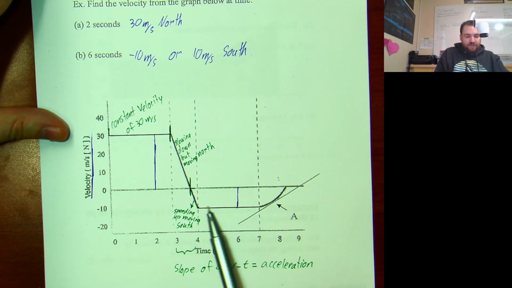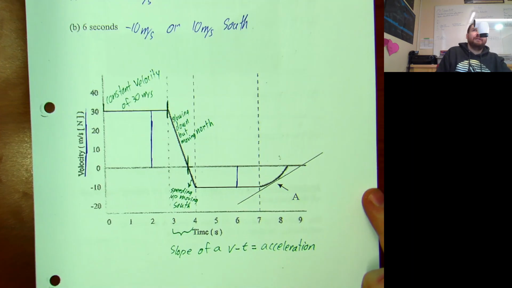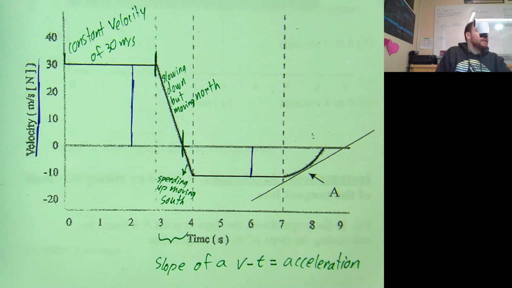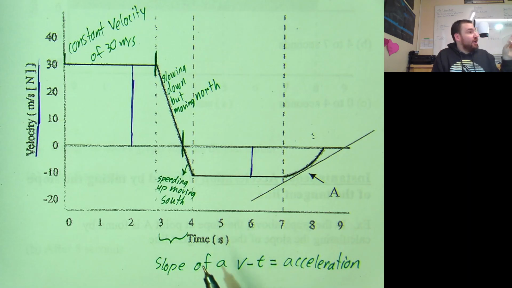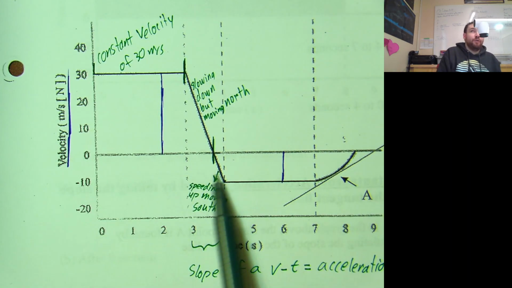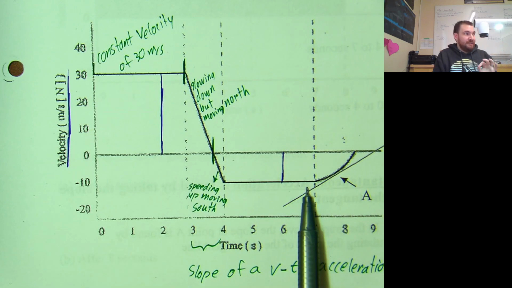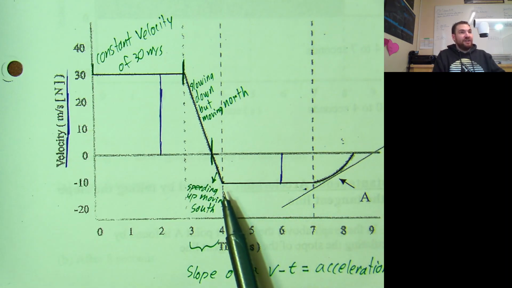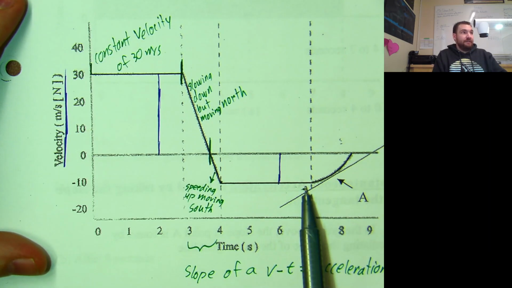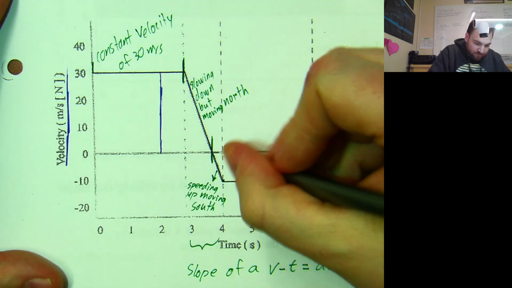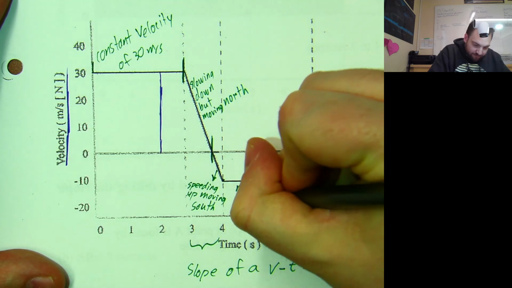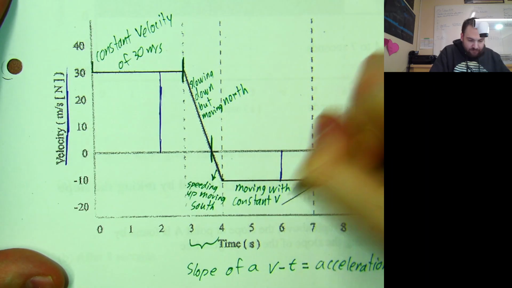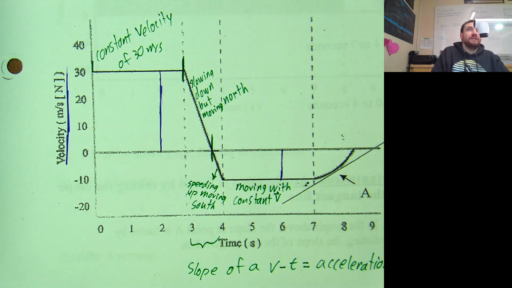This particular chunk, from 4 seconds to 7 seconds, what's my object doing? Hold on, careful. What kind of graph is this? It's staying at a constant velocity. The velocity is -10 the whole time. This is not a position time graph, this is a velocity time graph. If my velocity is constant and non-zero, my object is moving. But it's moving at a constant rate. So my object is moving with constant velocity. And I'll just call that constant v.